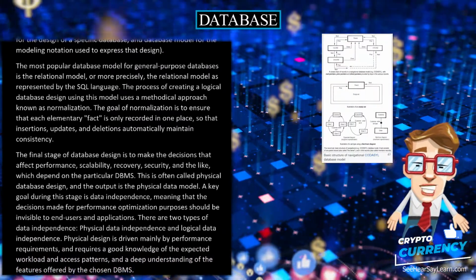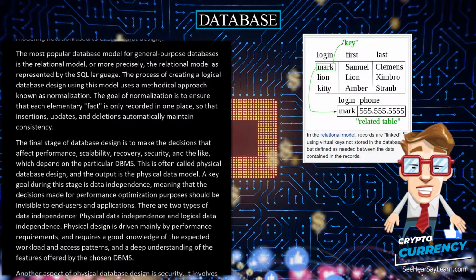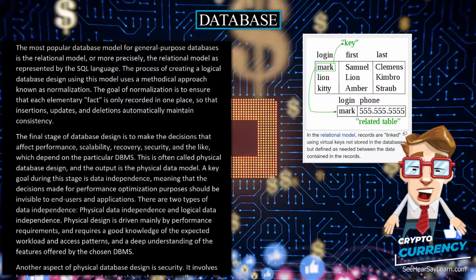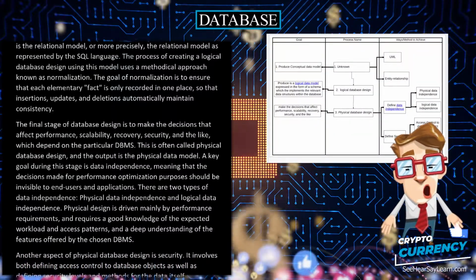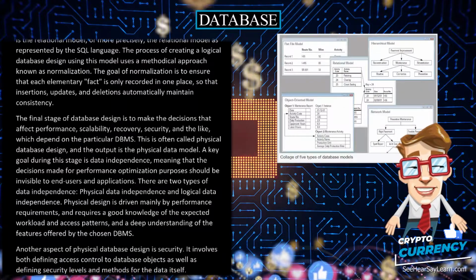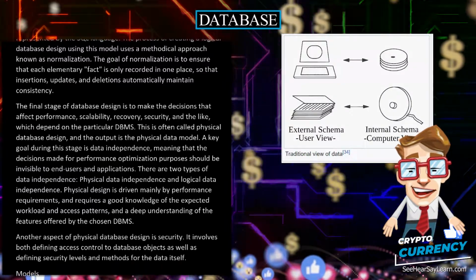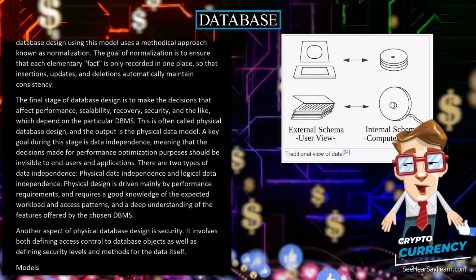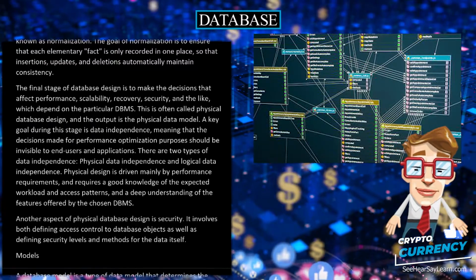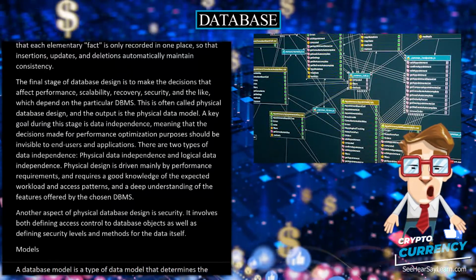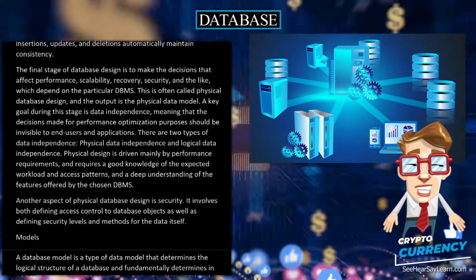There are two types of data independence: physical data independence and logical data independence. Physical design is driven mainly by performance requirements, and requires a good knowledge of the expected workload and access patterns, and a deep understanding of the features offered by the chosen DBMS. Another aspect of physical database design is security.